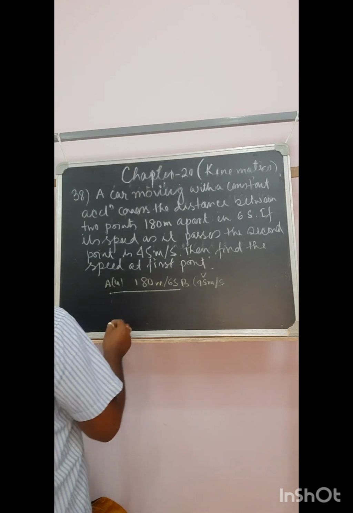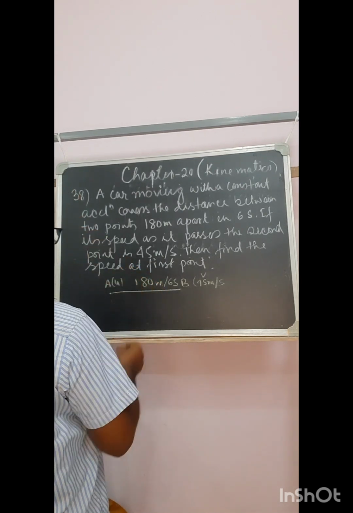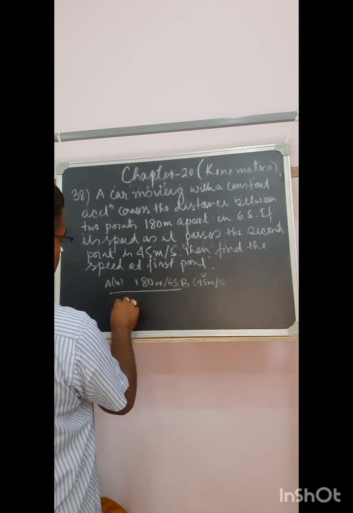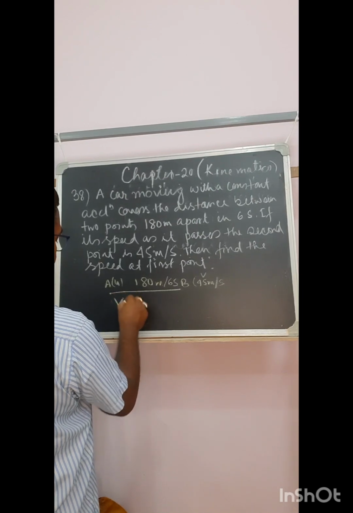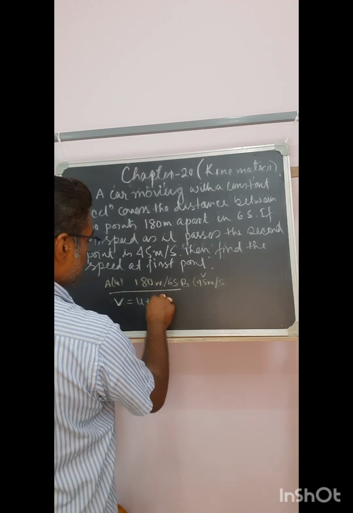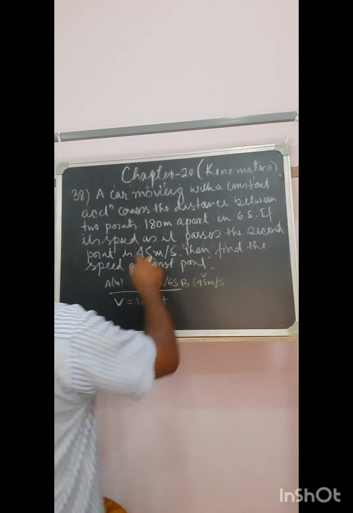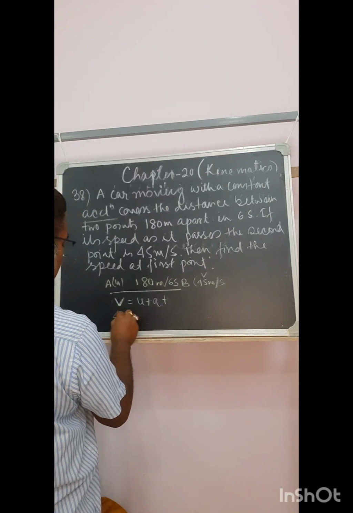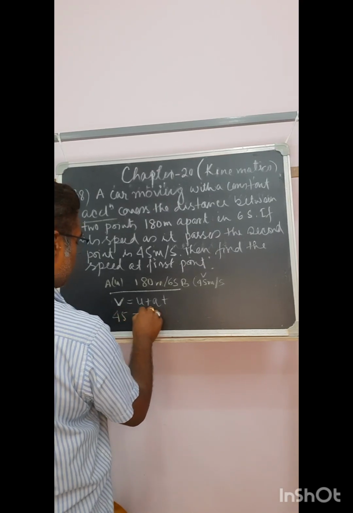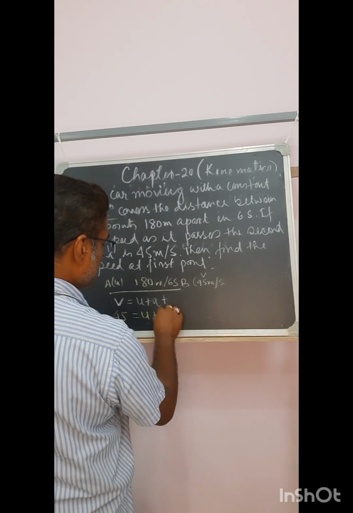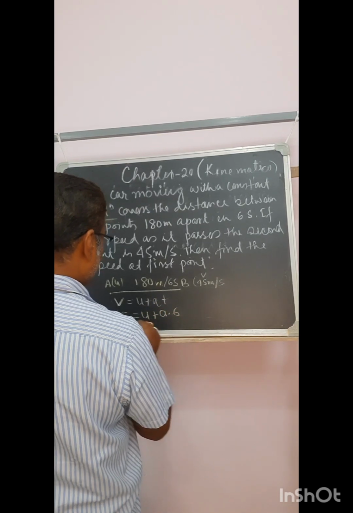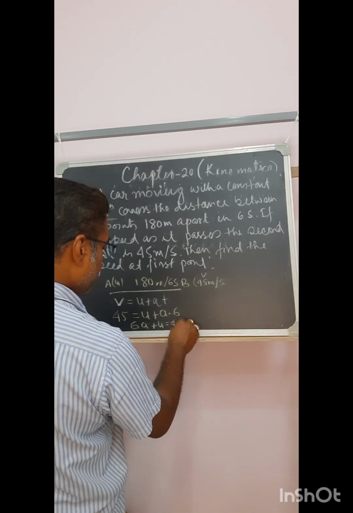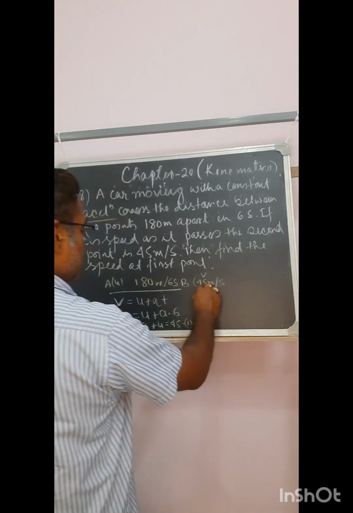So what can we use? The first equation is v is equal to u plus at, as it is moving with an acceleration. v you know is 45, u is unknown, a is also unknown, and time is known, 6. So from there it is 6a plus u is equal to 45. This is one equation.